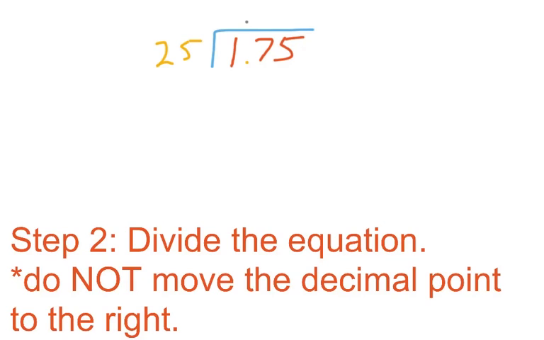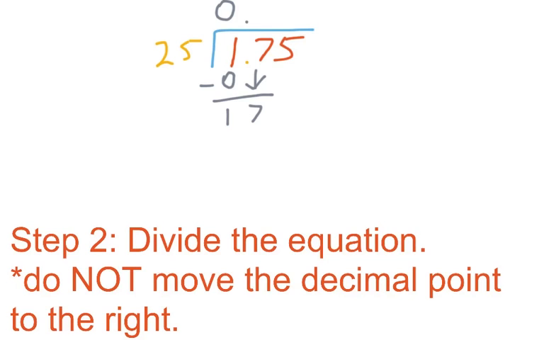First I'm going to see if 25 goes into 1. Well, I know 25 does not go into 1, so I can put a 0 at the top. 25 times 0 is 0. And then I'm going to subtract. When I subtract, I should get 1 here, and then I'm going to bring down the 7.